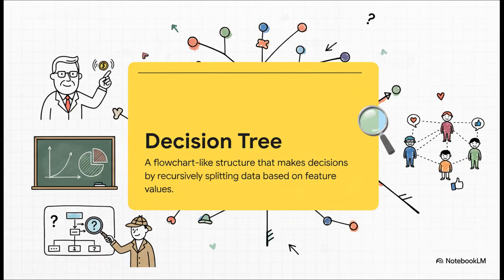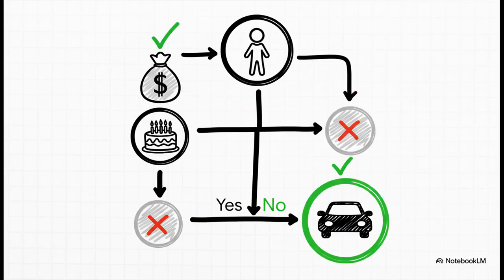Each little box or node asks a question about one specific thing, like, is the income over $50,000? And each branch that comes off it is a possible answer. You just follow the branches down, answering questions until you hit a leaf at the bottom. And that's your final prediction. Let's just walk down a path to see how it works.